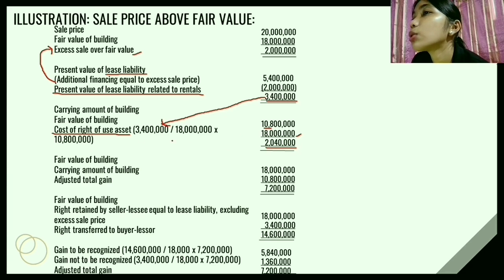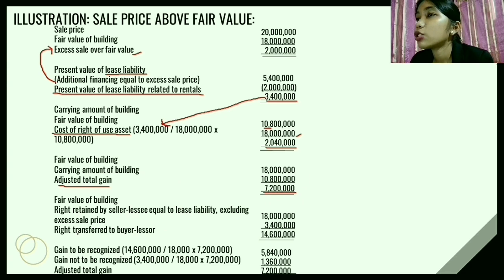Now, ang atin pong kukunin is yung adjusted total gain na po. So, yung fair value natin, ililess po natin yung carrying amount, makukuha po natin yung adjusted total gain, which is 7,200,000 pesos. Now, next is yung right transfer to buyer-lessor naman.